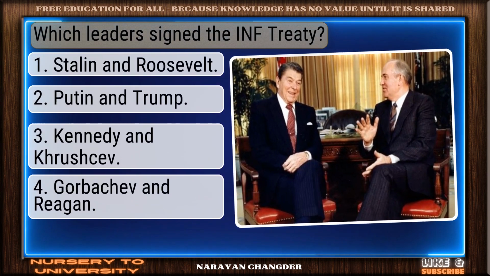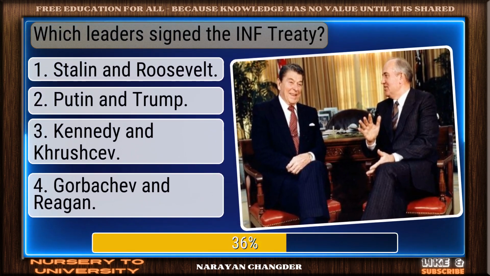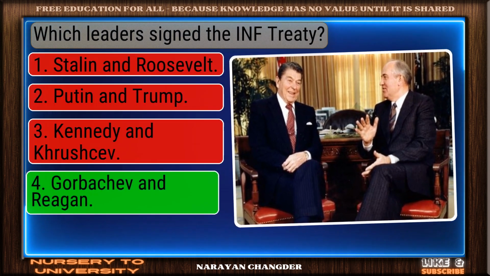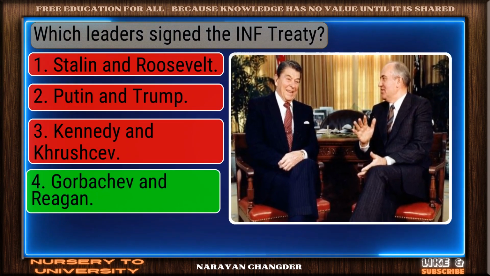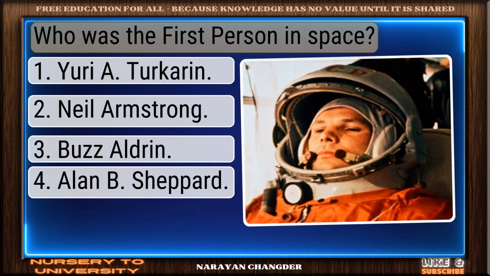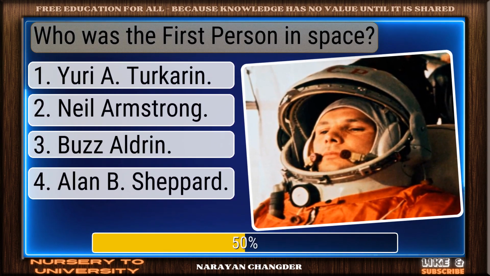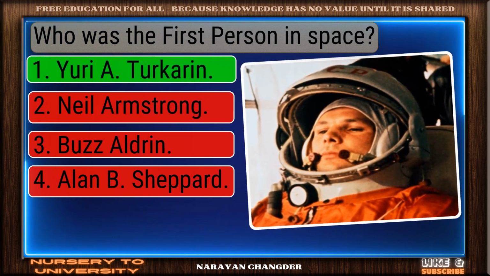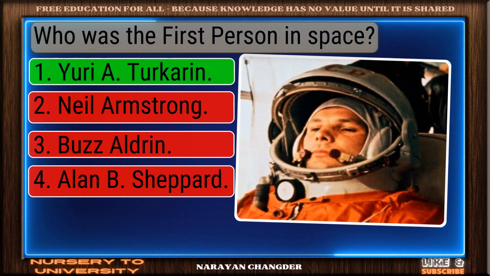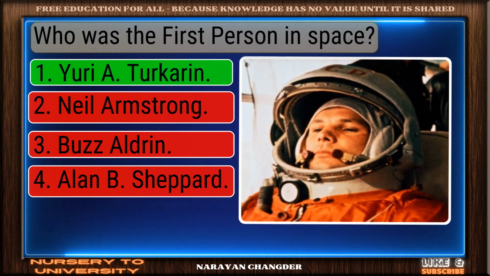Which leaders signed the INF Treaty? Solid response. Gorbachev and Reagan is a valid choice. Who was the first person in space? Sharp thinking. Yuri Gagarin is the right choice.